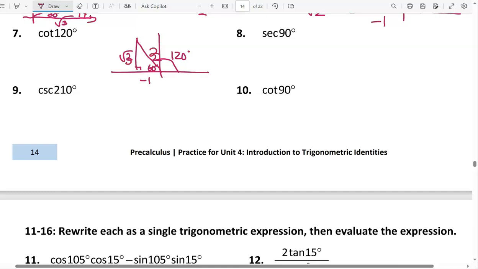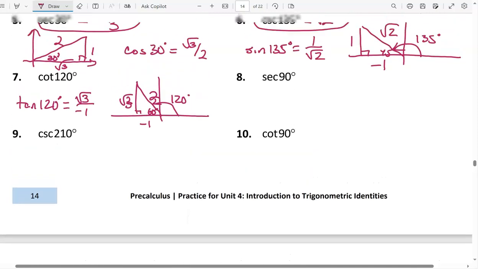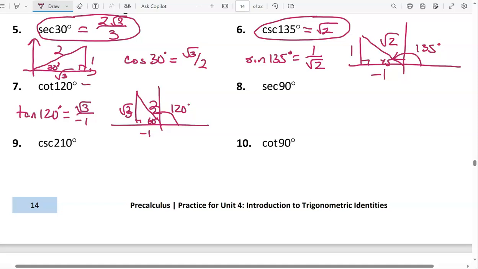And cotangent is the reciprocal to tangent. Tangent of 120 degrees is the square root of 3 over -1. So cotangent of 120 is going to be the reciprocal of that, which would be -1 over the square root of 3, or rationalized, negative square root of 3 over 3.